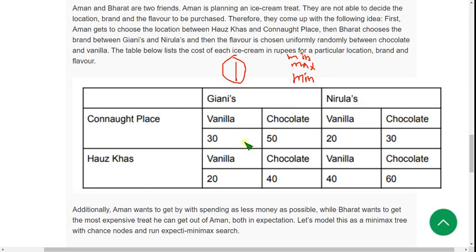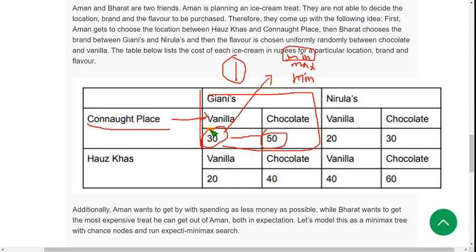So finally what we have got is that in Gianni flavor, in the Connaught Place, 30 or 50 will remain. So the next minimum should be, if we consider minimum because it is a min max tree, among 30 and 50, 30 is selected, right? So I think 30 is the answer for the 8th question.